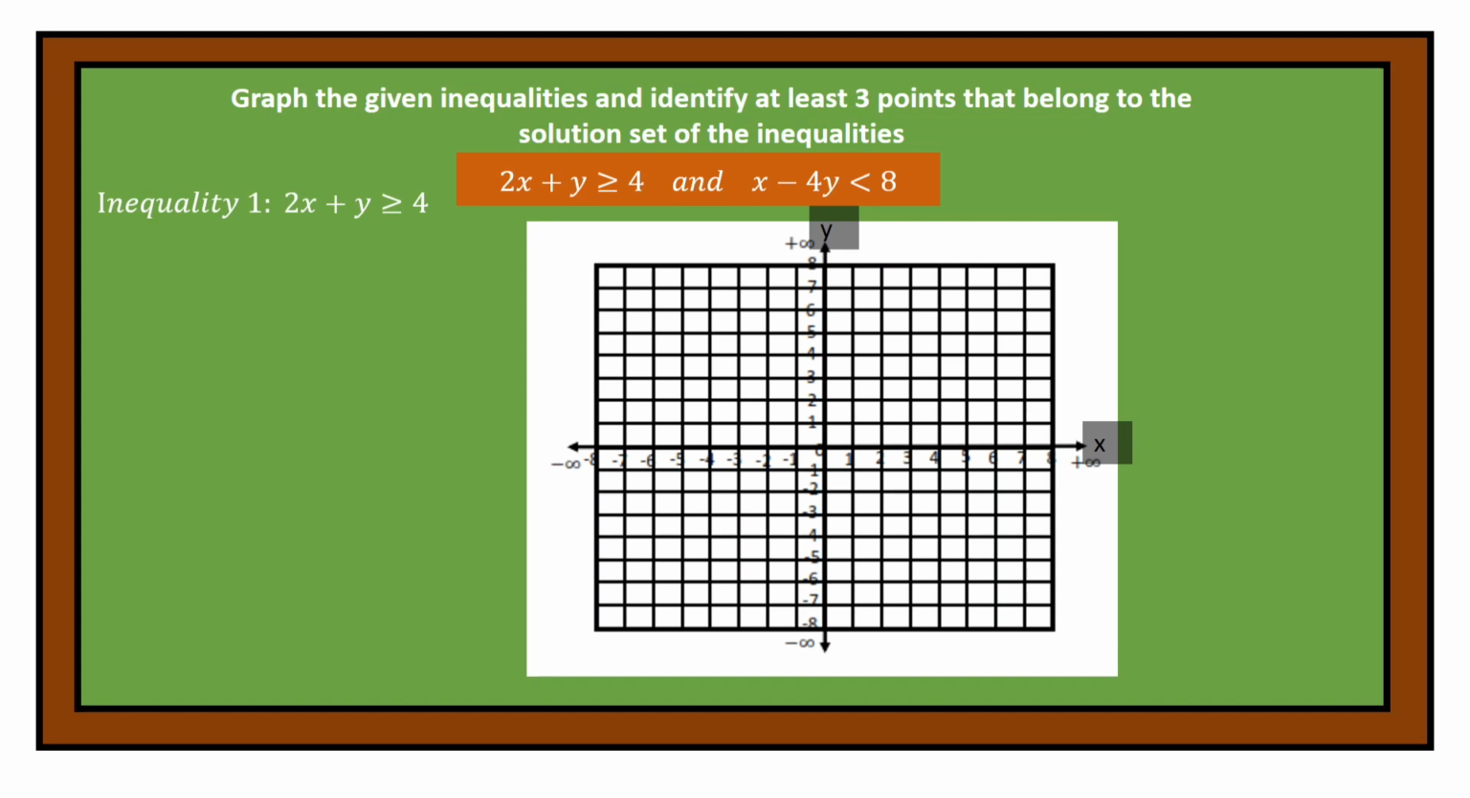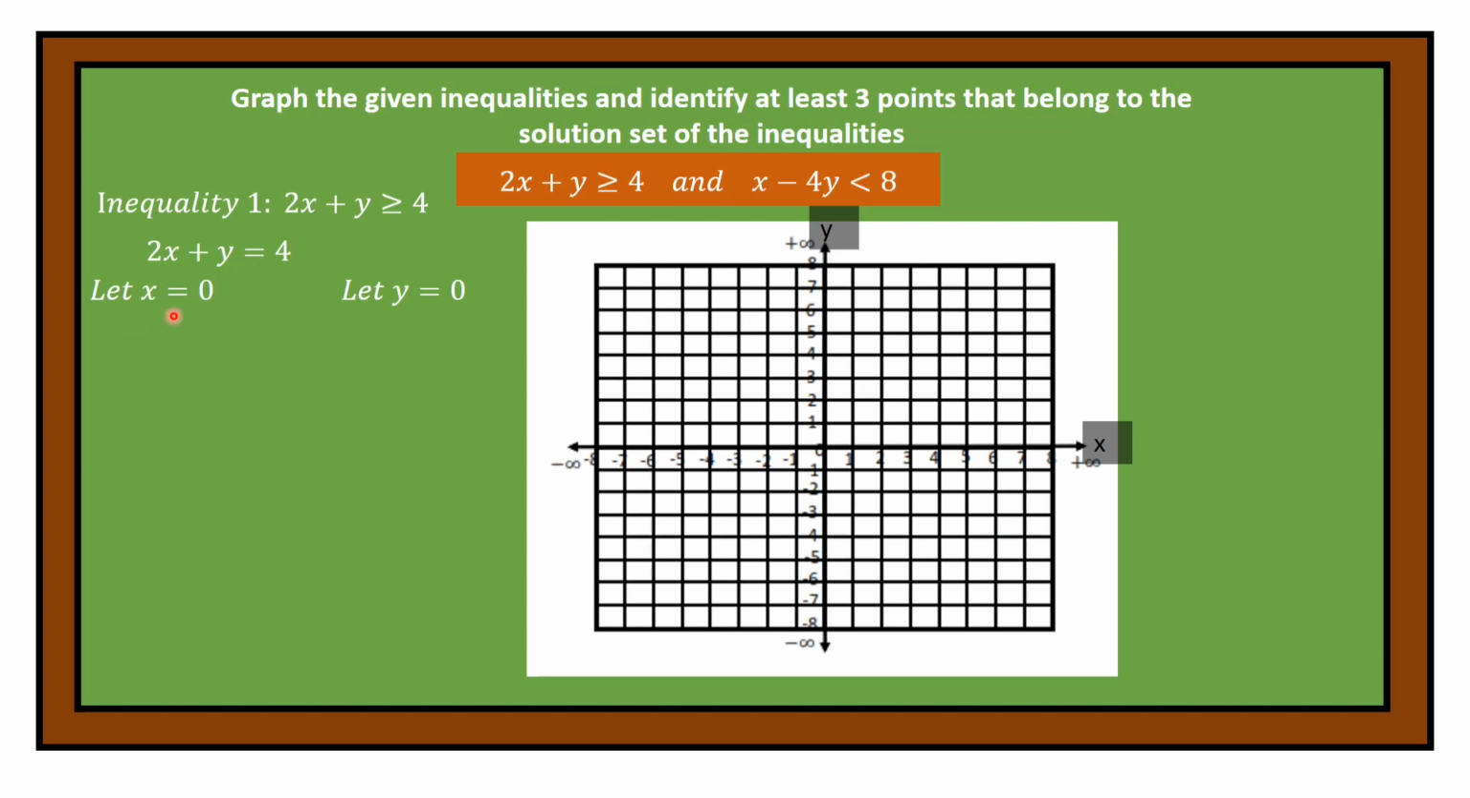Okay, so unahin natin yung inequality 1, which is 2x plus y is greater than or equal to 4. So una, papalitan lang natin ang inequality symbol ng equal sign. Kaya ito ay magiging 2x plus y is equal to 4. Next, igagraph natin ang ating linear equation at gamitin natin ngayon ang x and y intercept.